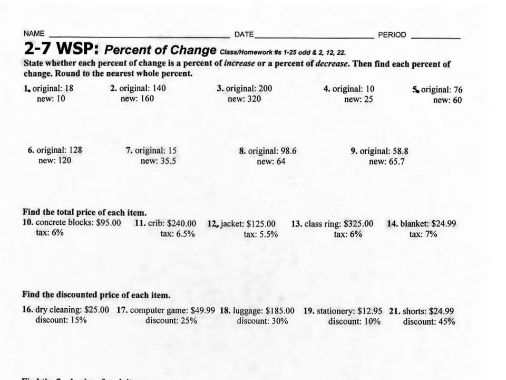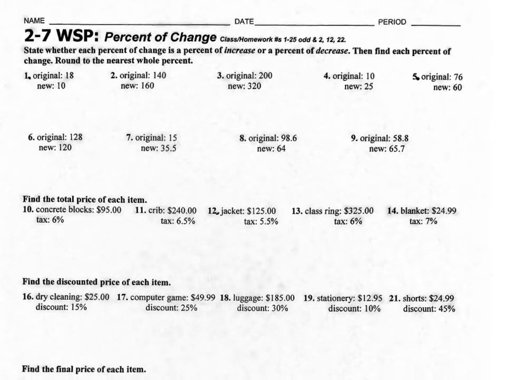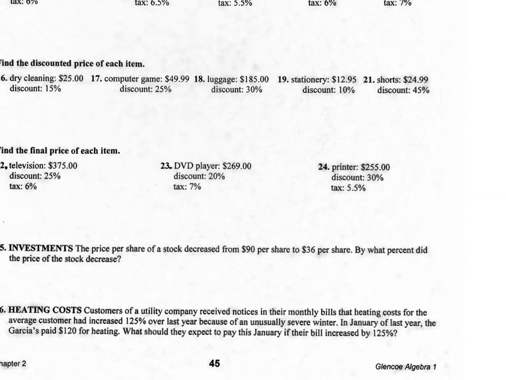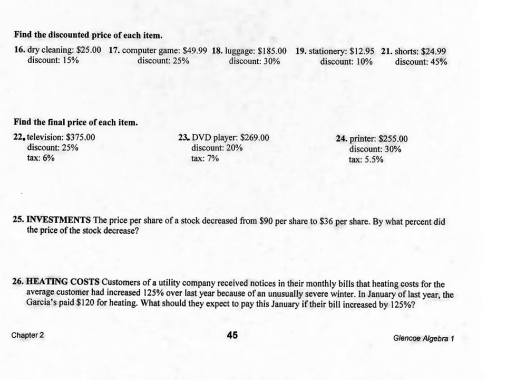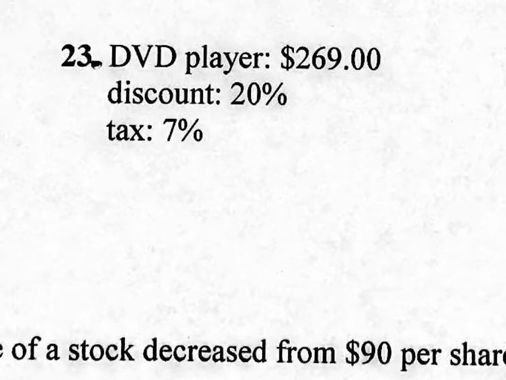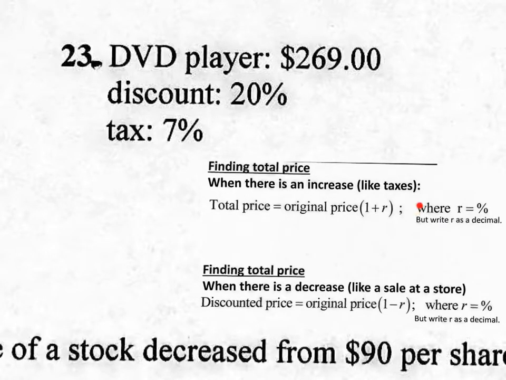Okay, let me jump to this worksheet that you guys received today, 2.7 WSP, and let's go for some of these crazy ones down here. All right, let's take a look at this DVD player situation. So I've copied down the notes right here, so you could have them there. DVD players aren't even this expensive anymore. They're like 50 bucks, huh? Anyway, let's figure this out.